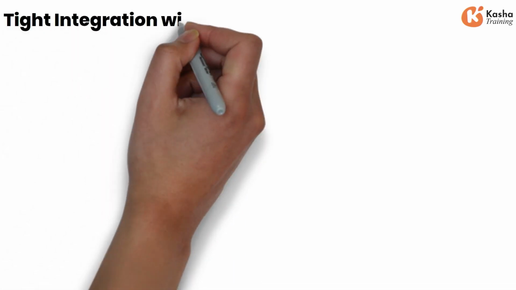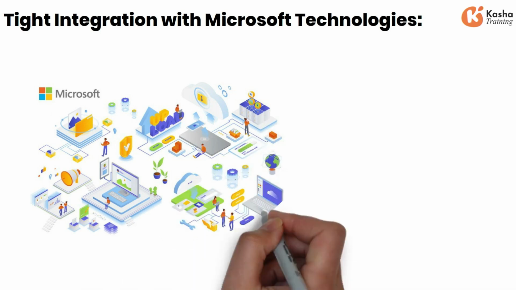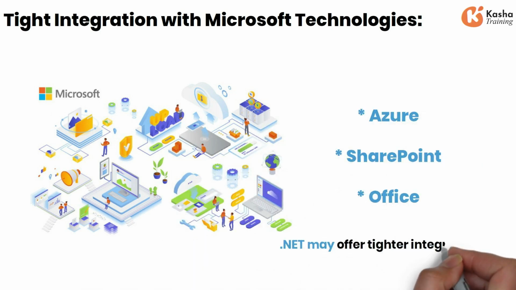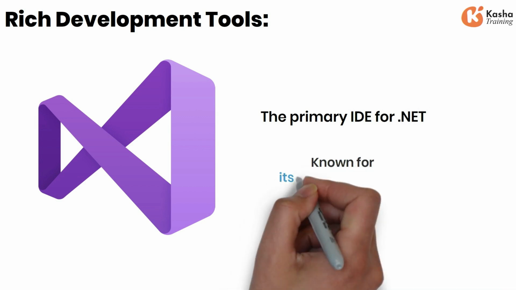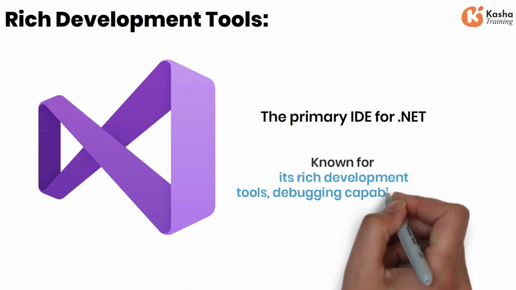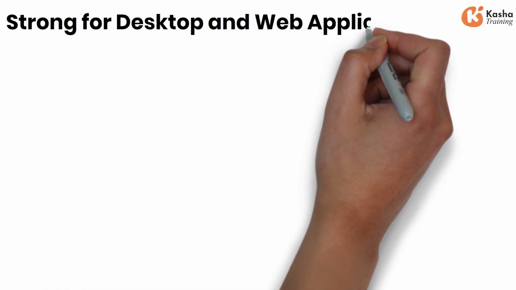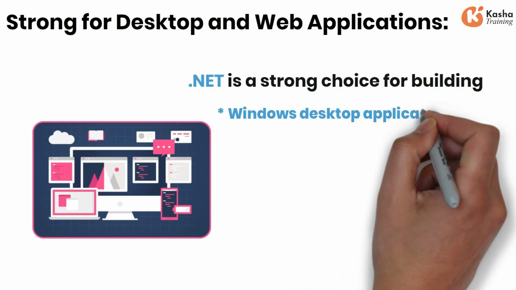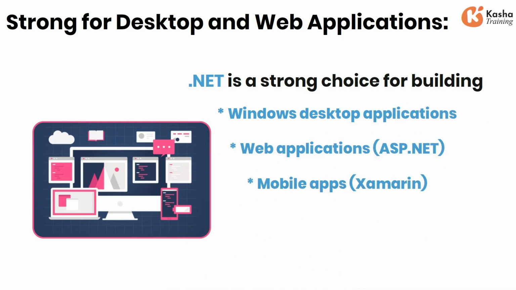Tight integration with Microsoft technologies. If your organization heavily relies on Microsoft technologies, such as Azure, SharePoint, and Office, .NET may offer tighter integration and compatibility. Rich development tools. Visual Studio, the primary IDE for .NET, is known for its rich development tools, debugging capabilities, and extensive ecosystem. Strong for desktop and web applications. .NET is a strong choice for building Windows desktop applications, web applications, ASP.NET, and mobile apps, Xamarin.